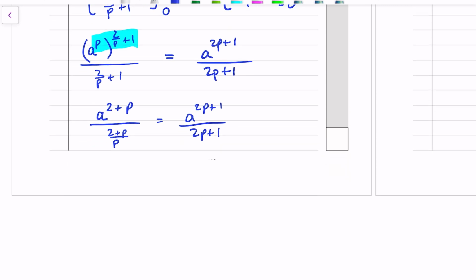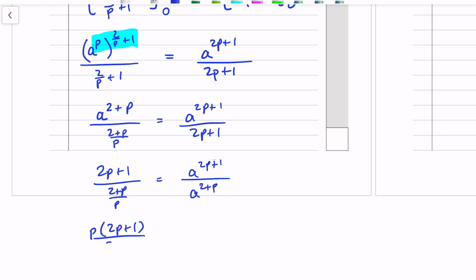Cross multiply. I want the a's on one side and I want the other stuff on the other side. So 2p plus 1 goes from the bottom right to the top left, all over 2 plus p all over p. Make sure that when you're dividing fractions that you leave the middle fraction bar bigger than the fraction bar at the bottom. And then that's a to the 2p plus 1 all over a to the 2 plus p by taking the top left thing, moving it down the bottom right. The fractions on the left can be divided. When you divide a fraction, you times by the reciprocal. So we get p times 2p plus 1 all over 2 plus p.